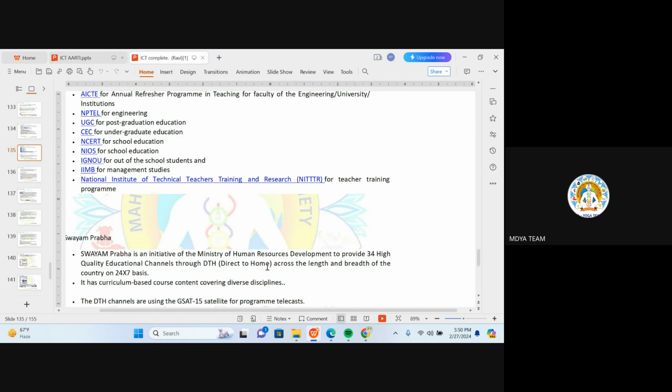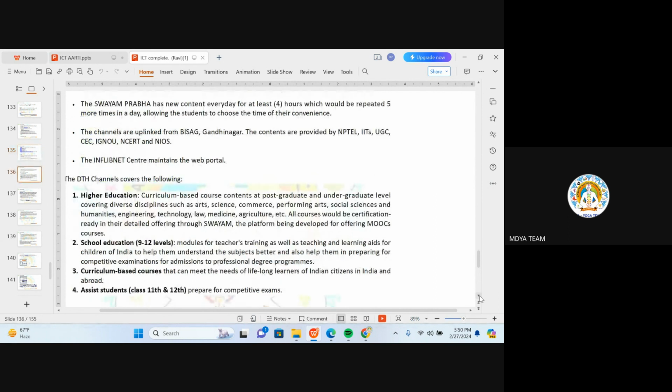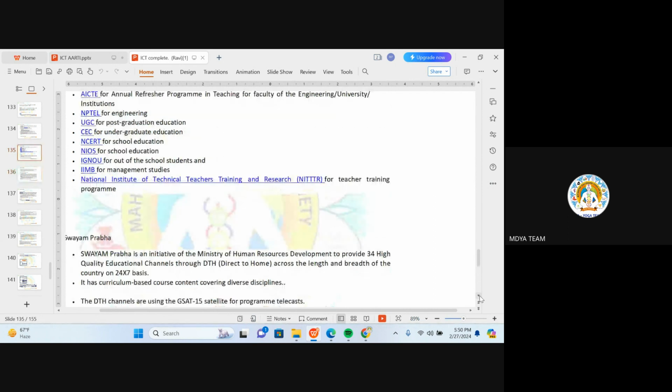So now next is Swayamprabha. As we know, this is an educational channel through DTH, direct to home, 24/7. What satellite is used in Swayamprabha? This is a GSAT satellite, GSAT-15. This comes under the MHRD, Ministry of Human Resource Development. How many channels are there? There are 34 channels.